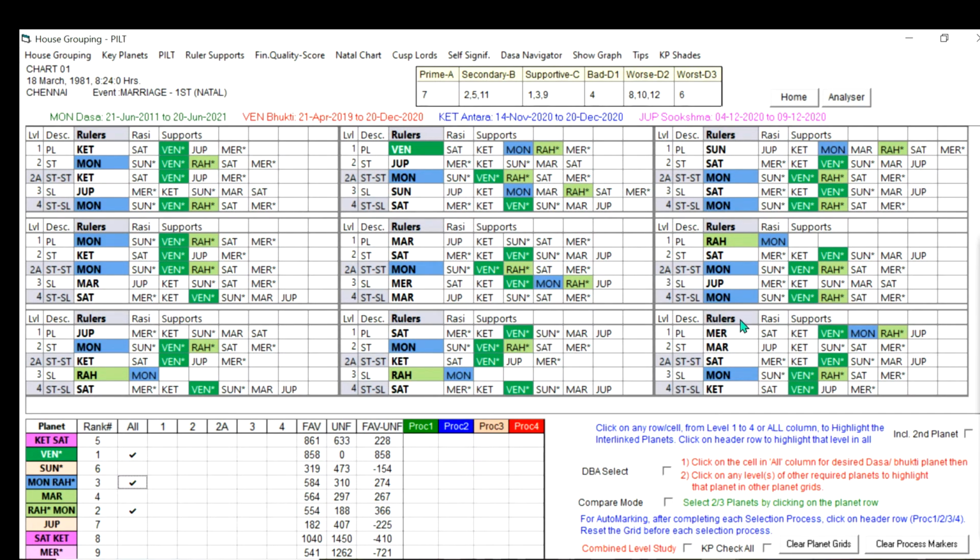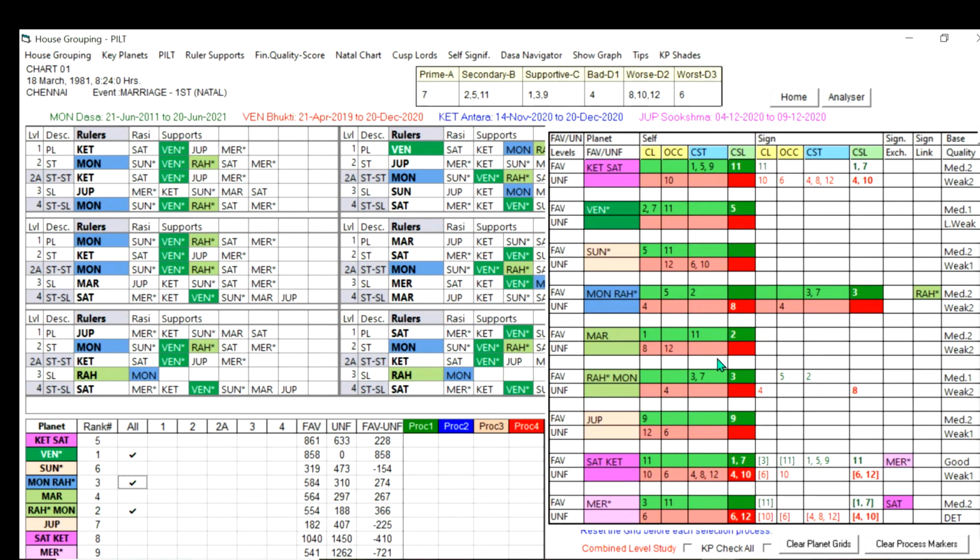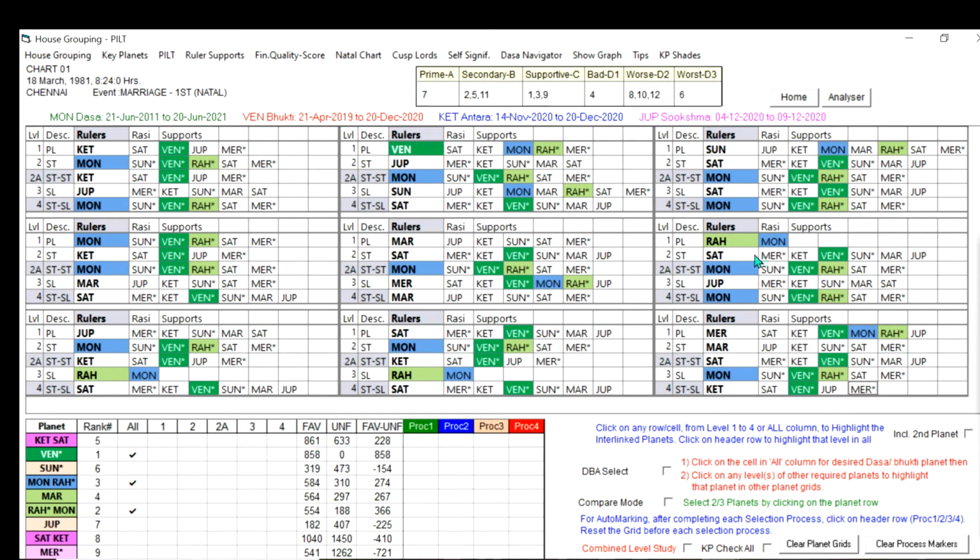Rahu. So Rahu, you can see the first level is okay, the second level is okay, and the sublord is okay. But Saturn at the second level, you can see, is unfavorable, so Saturn is not good. So that way, Rahu cannot be selected.